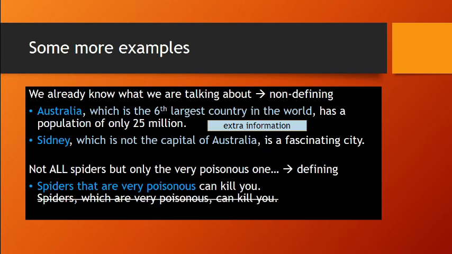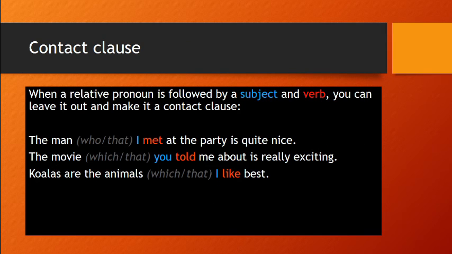Now, in your book, you've got a short definition and explanation of what a contact clause is, and I'll explain that to you too, because I think this will be easier for you to understand if you've got some colors here. Now, the definition, according to your book, is when a relative pronoun is followed by a subject and verb, you can leave it out and make it a contact clause. Now, let's have a look at the colors here.